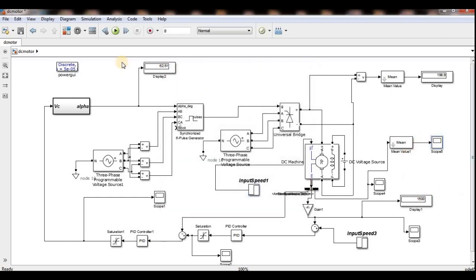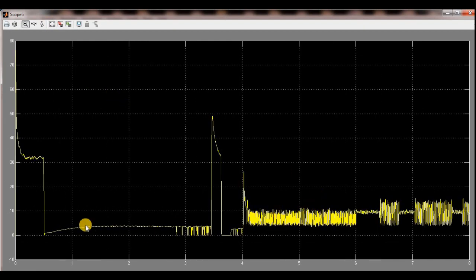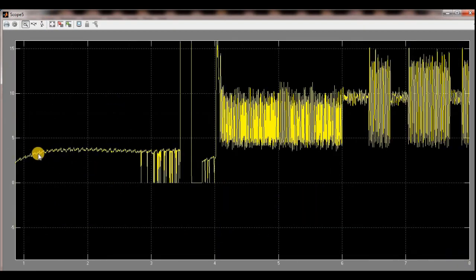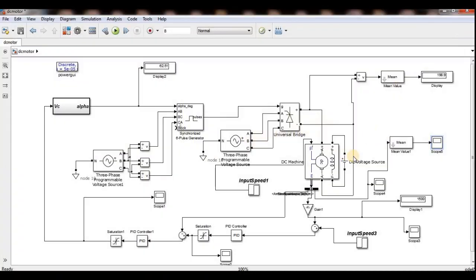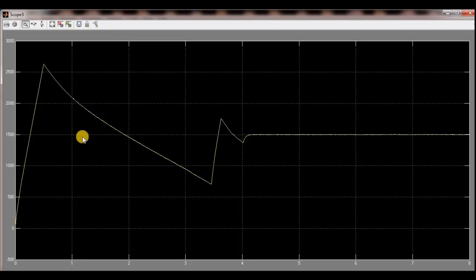So see, this is my torque. This is nearly 5, and this is nearly 8. So a small error is there because the load torque should be more than the electromagnetic torque. In the case of controlling, then only we can get the change in speed, because the speed is not stabilized.